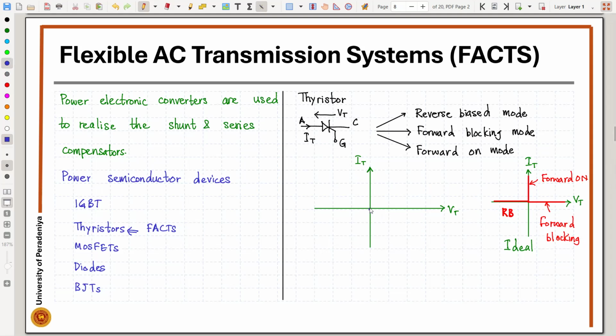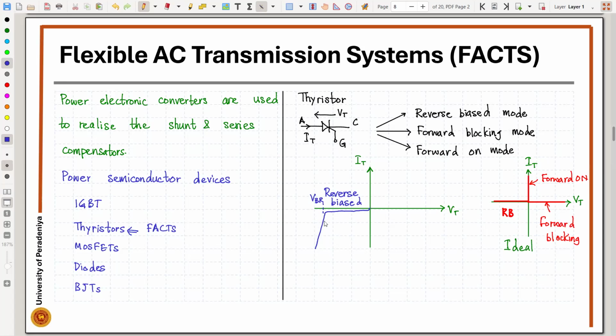But when it comes to the practical thyristors, we don't see this. In practical circuits, there would be a small leakage current flowing, and afterwards it is going to break down. So this would be the reverse biased characteristic of a thyristor. So you have the breakdown voltage VBR. After a certain voltage, the device will fail.